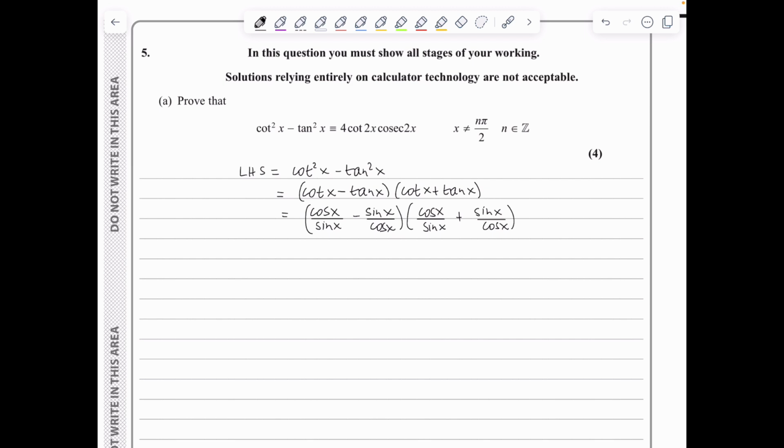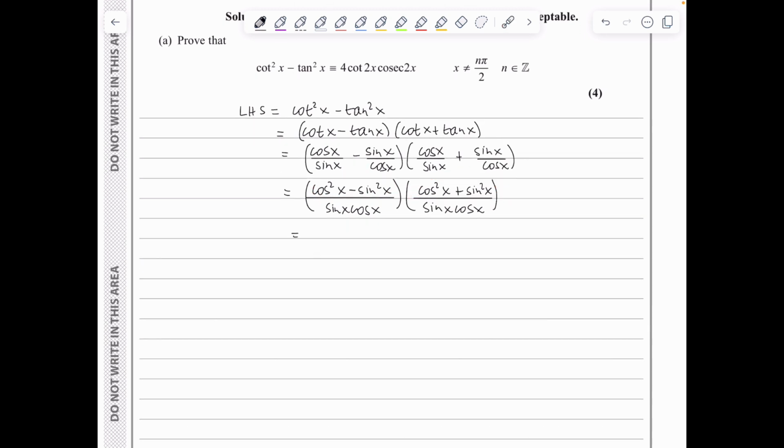For the first bracket, we've got a common denominator of sin x cos x, and in the numerator we're looking at cos squared x minus sin squared x. For the second bracket, we also have a common denominator of sin x cos x, and in the numerator we're looking at cos squared x plus sin squared x. I recognize cos squared x minus sin squared x as the double angle for cos 2x, and cos squared plus sin squared is 1. So we are looking at cos of 2x over sin x cos x for the first bracket times 1 over sin x cos x.